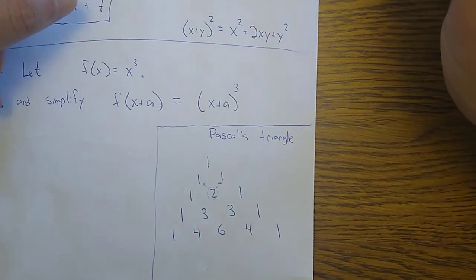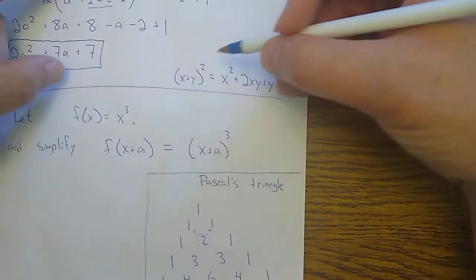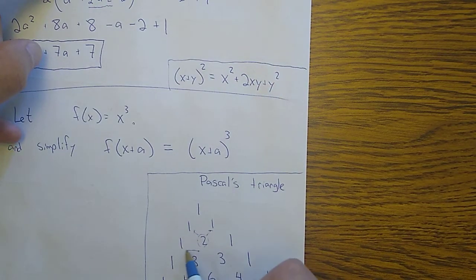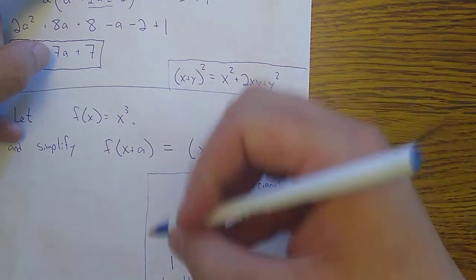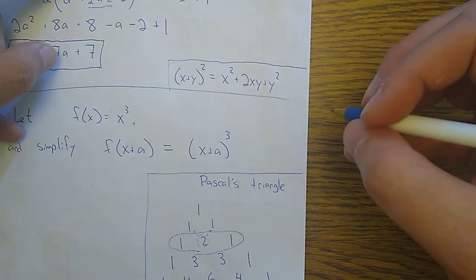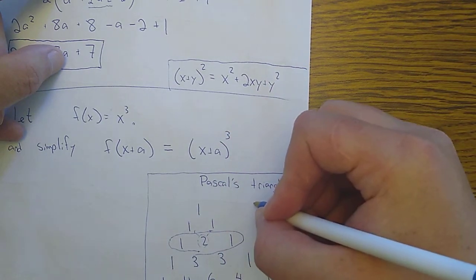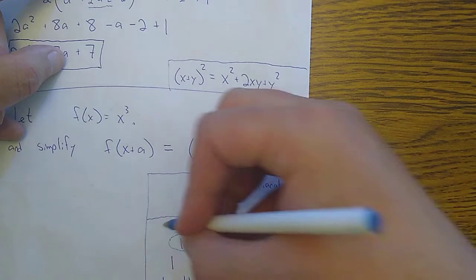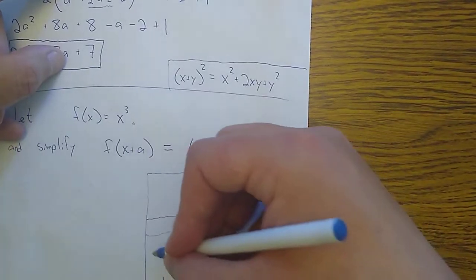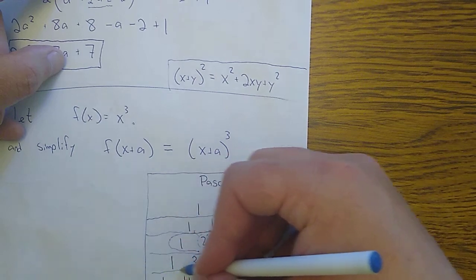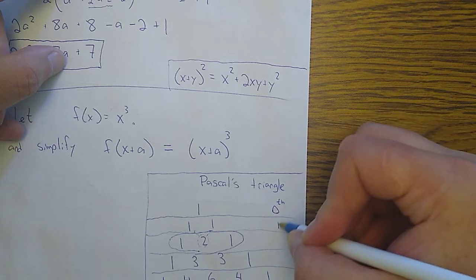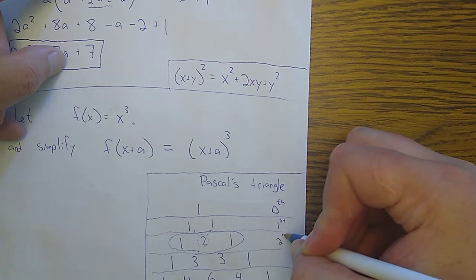But why am I showing you this? This formula up here can be seen from this row. So, we can number these rows off, where this is the 0th row. This is the first row. This is the second row.